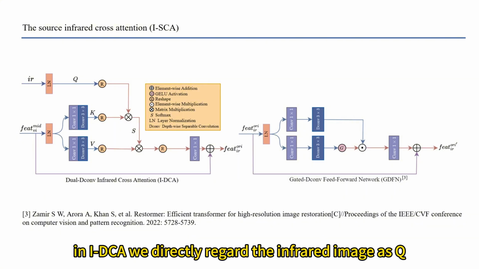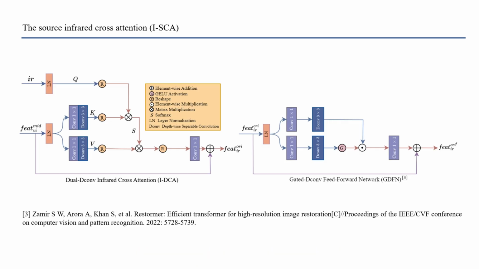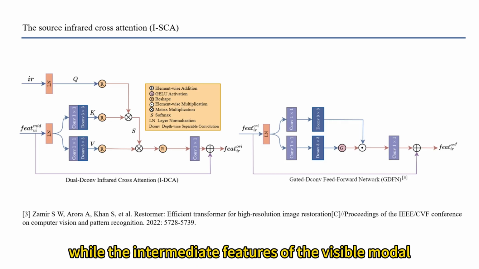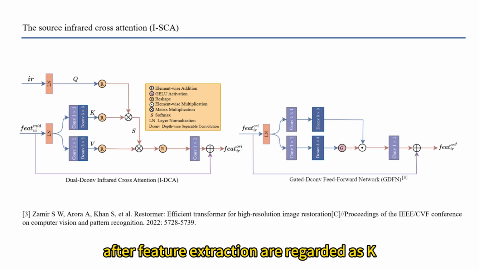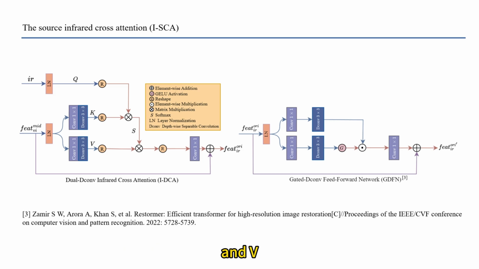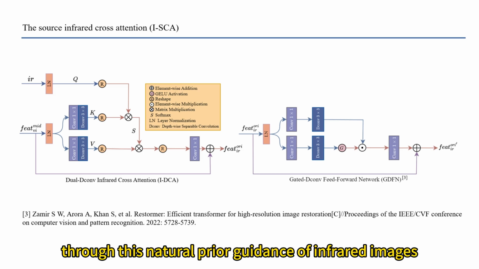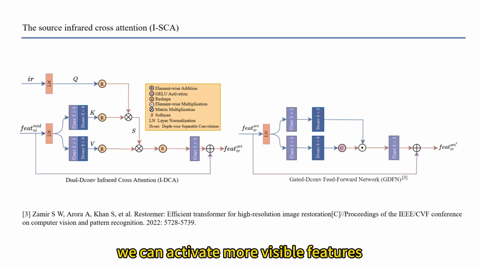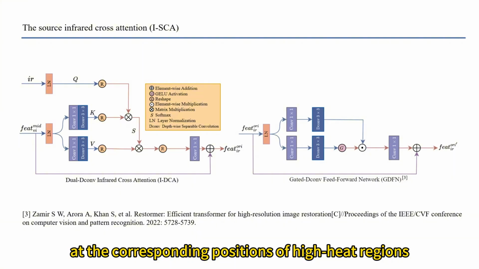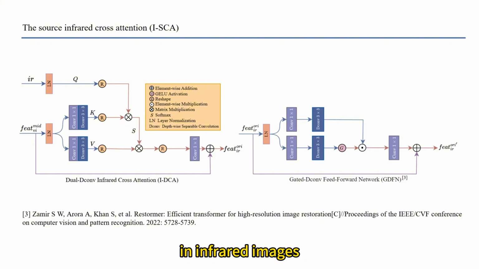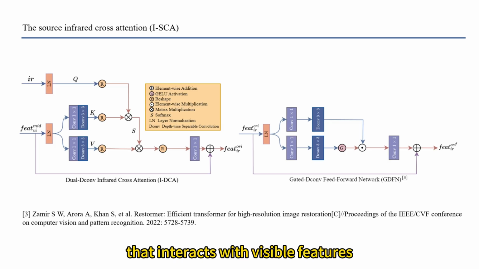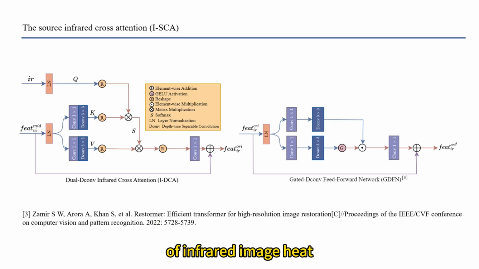In IDCA, we directly regard the infrared image as Q, while the intermediate features of the visible modal after feature extraction are regarded as K and V. Through this natural prior guidance of infrared images, we can activate more visible features at the corresponding positions of high heat regions in infrared images, thereby obtaining a representation that interacts with visible features based on the prior guidance of infrared image heat.